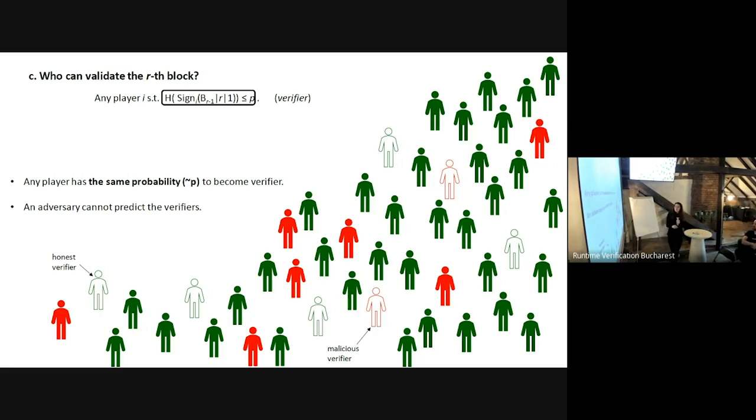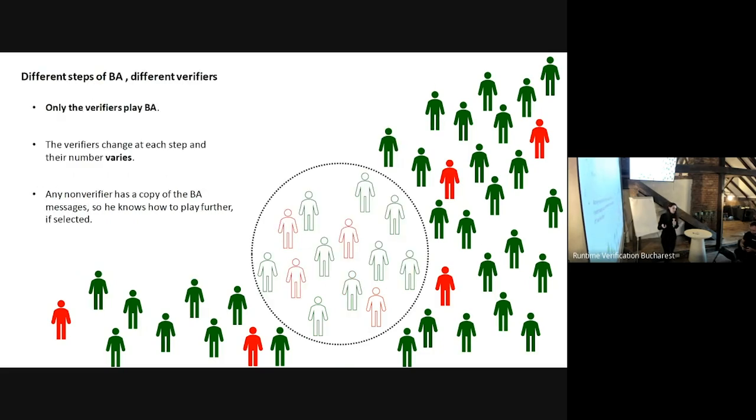But on this side, once the players reveal their signatures, the adversary can learn the players that are going to be involved in the protocol by computing their hashes, so he can corrupt them to let them play as the adversary wishes. So to avoid this, we need to change the protocols to change the players at each step of the protocol.